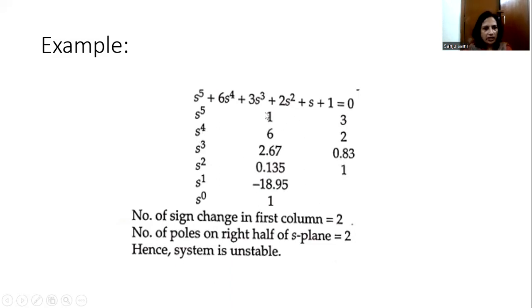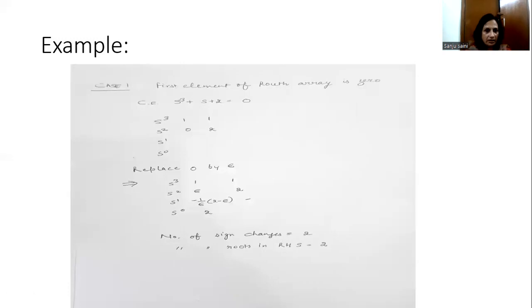Within this Routh array, the total number of sign changes is equal to 2, because positive, positive, positive, positive, then positive to negative is 1 change, then negative to positive is another change. So it means there are two roots of the characteristic equation lying in the right half of the S-plane. So the system is unstable. So this is one example of the Routh array.